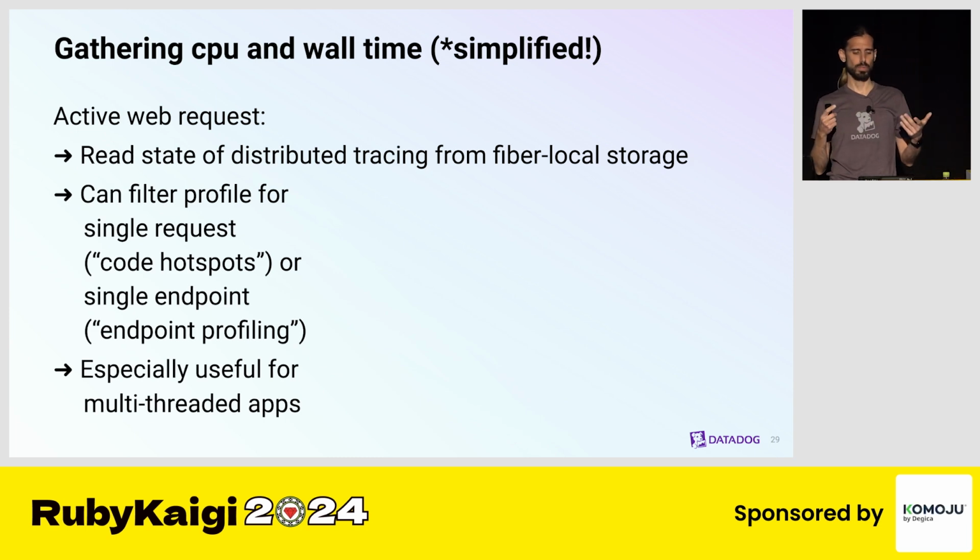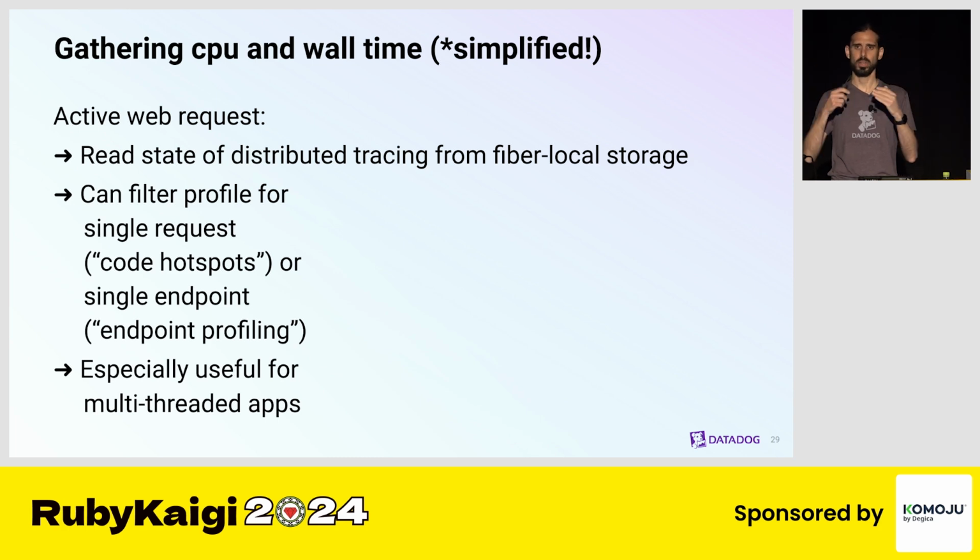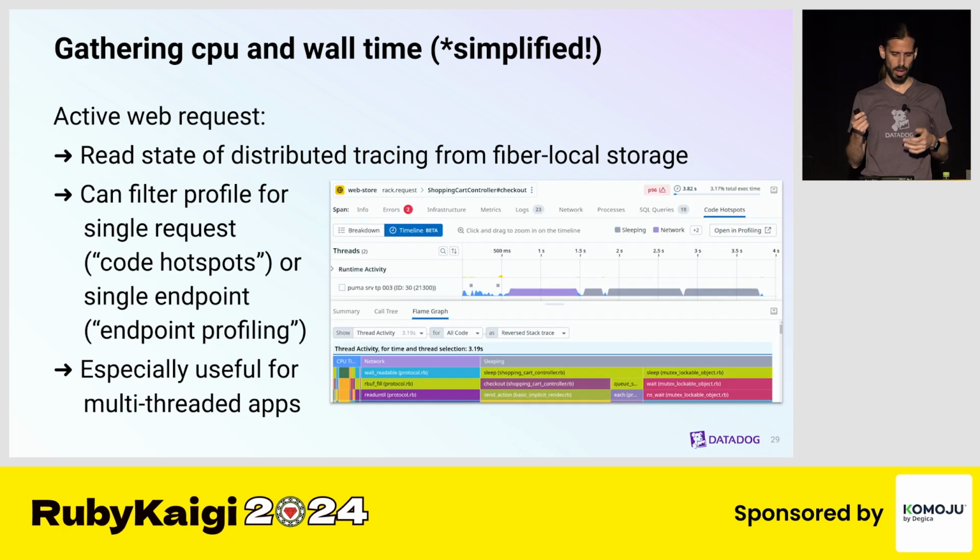And this is especially useful for multi-threaded apps because on a single-threaded app like Unicorn, you can just look at one at a time. But if you have something like Puma, you can have a lot of information at the same time. So this is helpful to help you filter.